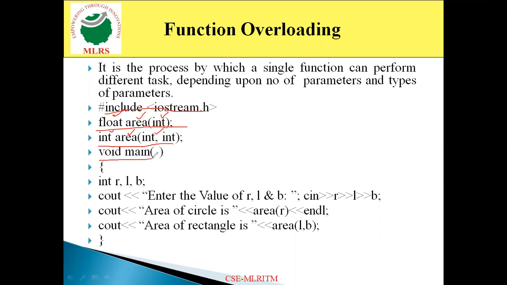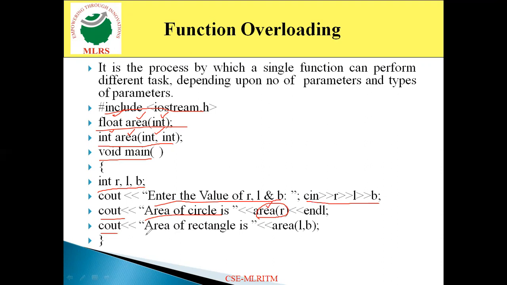Now come to the function void main. Here I am declaring the variables R, L, or B of integer data type. Then cout, enter the values of R, L, and B, and cin for R, L, and B. Then the next statement, cout, area of circle is, then it calls area of R. Area of R means there are two functions with the name area, so which function does it have to execute?